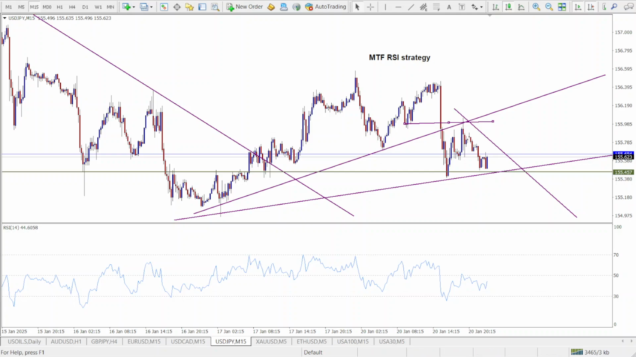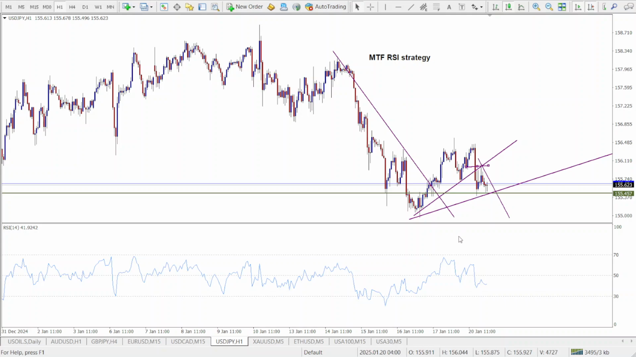And then finally, do not fail to wait for confirmation. One of the most important aspects of the MTF RSI strategy is waiting for confirmation. Don't jump into a trade just because you see the RSI touching an overbought or oversold level. Wait for confirmation on both time frames before you go ahead to enter your trade. Ensure that the trade aligns with the overall trend.